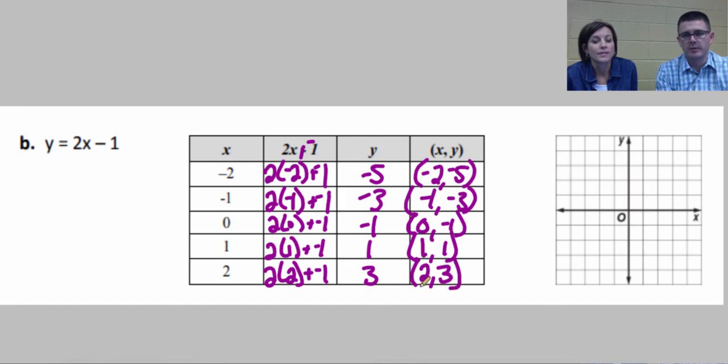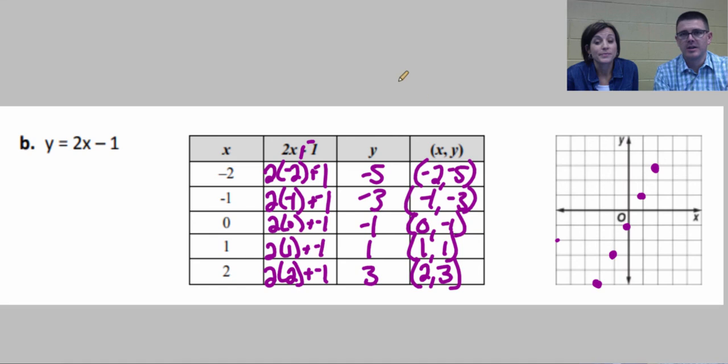I don't know why it's not writing for me. Time to graph. Left 2, down 5. Oh, sorry. I read it backwards. Negative 2, negative 5. I do know how to graph points, I promise. Negative 1, down 3. 0, negative 1. 1, positive 1. 2, positive 3.